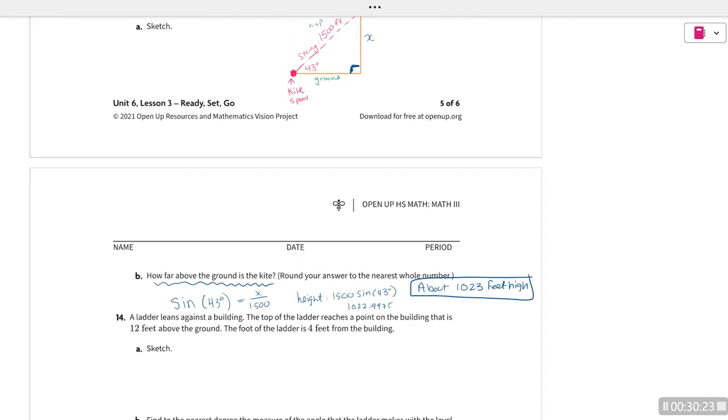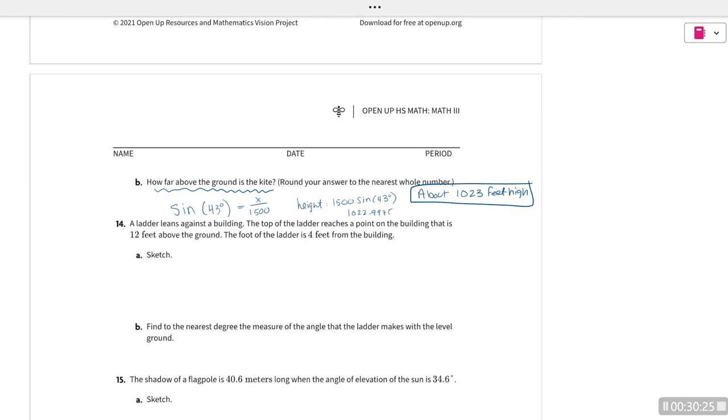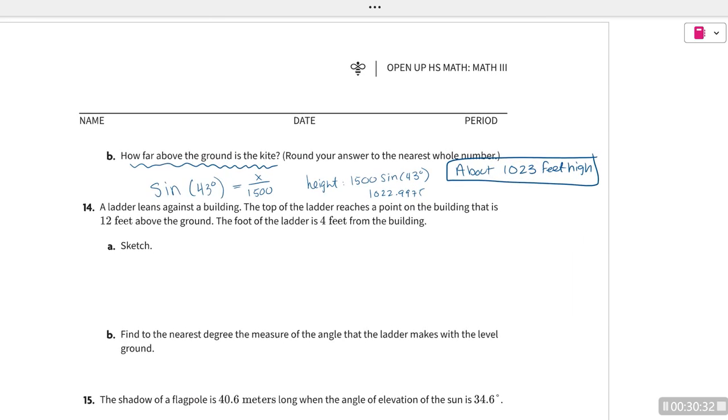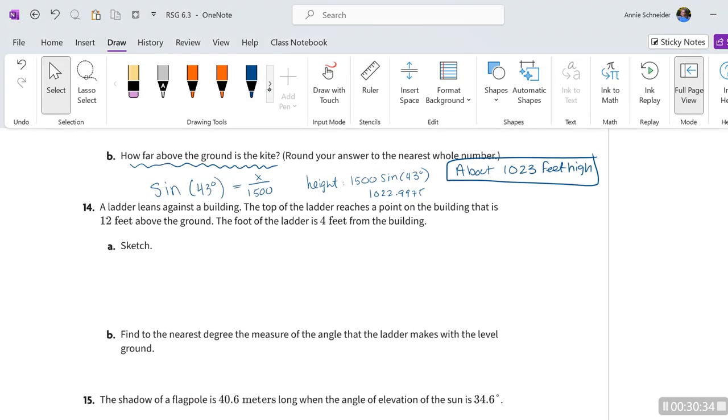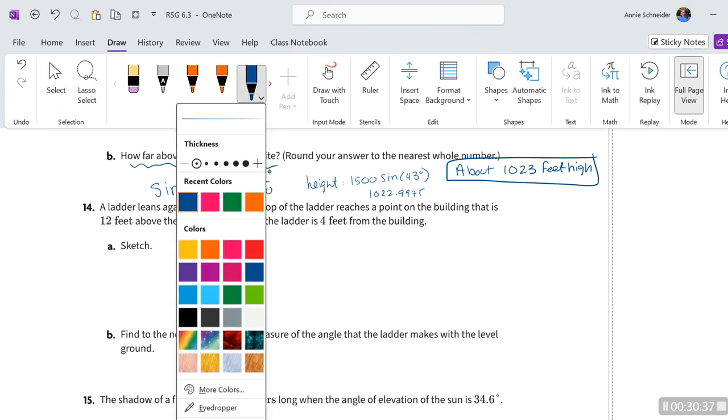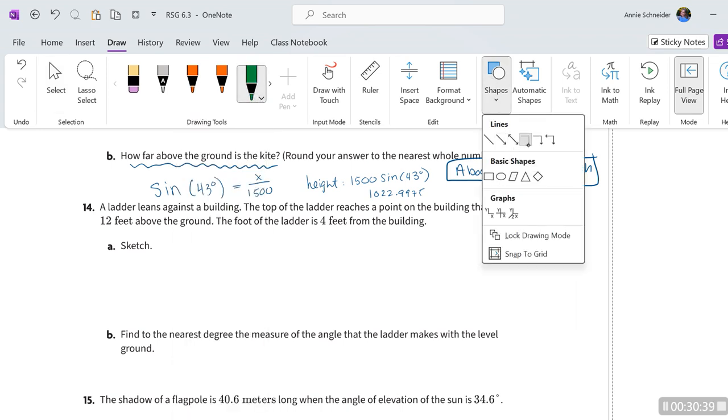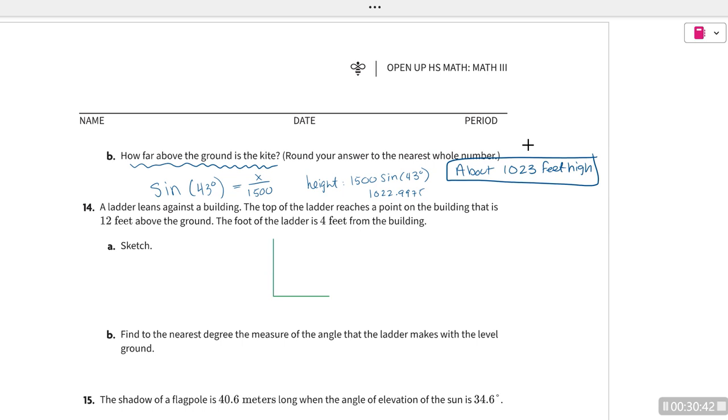Okay, question 14. So a ladder leans against a building. The top of the ladder reaches a point on the building that is 12 feet above the ground. The foot of the ladder is 4 feet from the building. So let's draw this. So we're going to sketch it. So let's go this way, I guess. So here's our ground. Right? And it says the foot of the ladder is 4 feet from the building. So let's make that 4 feet, and this will be our building here.